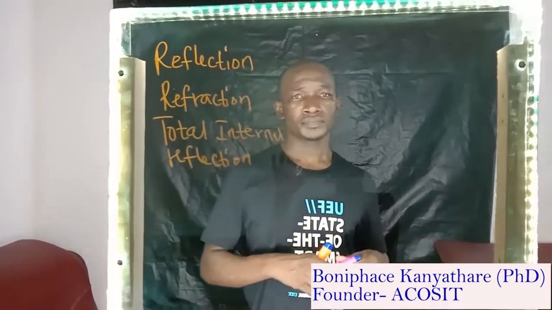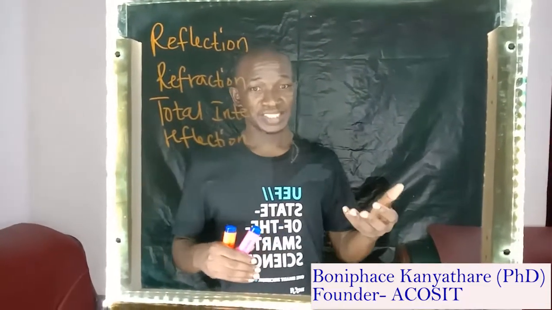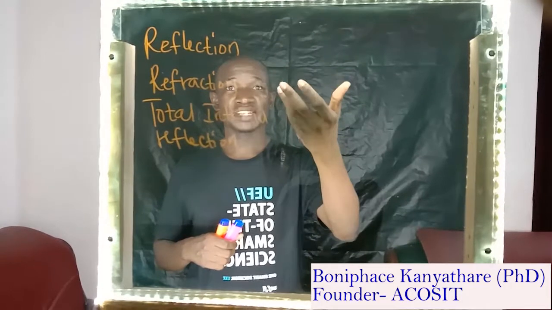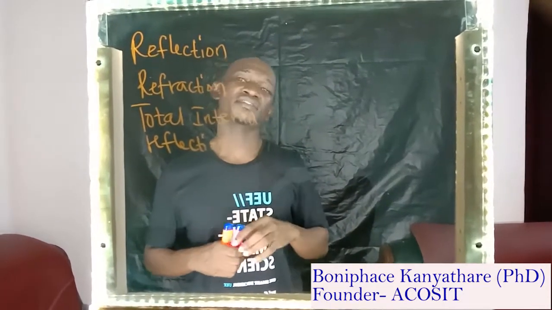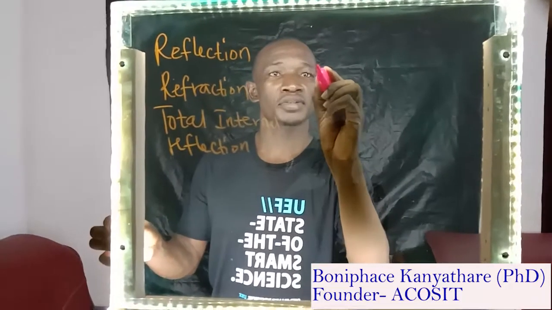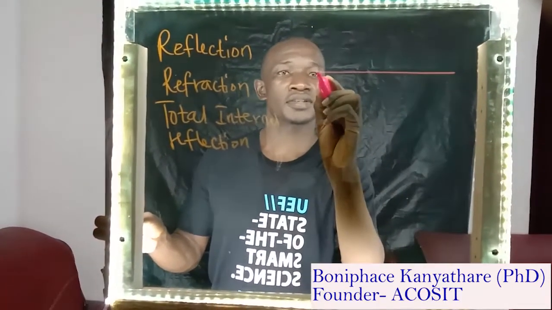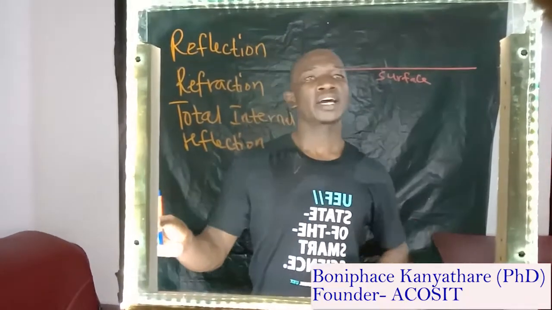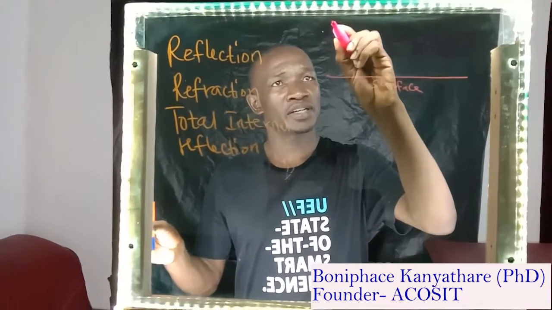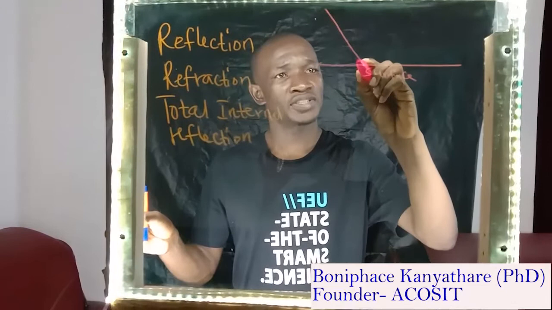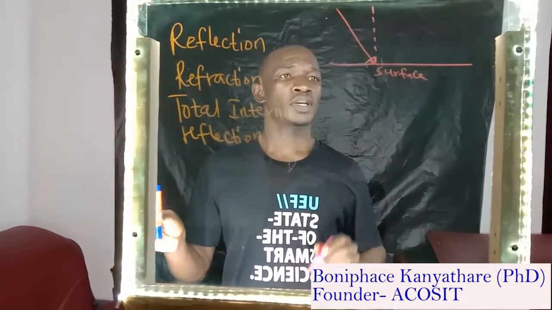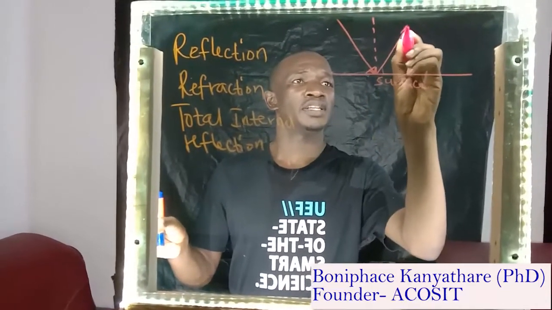What is reflection? When light interacts with a medium or surface, it bounces back from that surface. That is reflection. So for example, if I draw here a little bit, if this is our surface, and here we have a ray of light that is coming. We can call this incident ray from basic physics, and this is our normal. And we can call this our reflected ray.